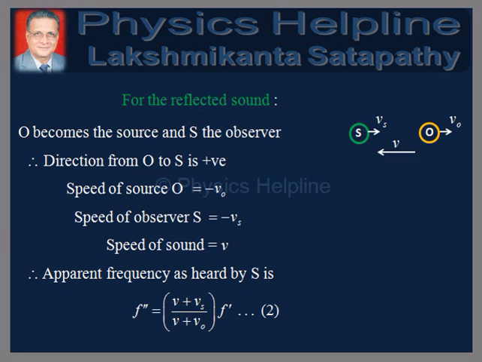Therefore, the apparent frequency as heard by S is given by f'' = (V + Vs)/(V + Vo) × f'. In this case also, we observe that O is moving away from S, therefore Vo tends to decrease the apparent frequency, and S moves towards O, therefore Vs tends to increase the apparent frequency.